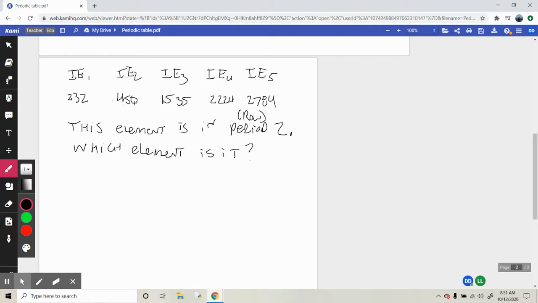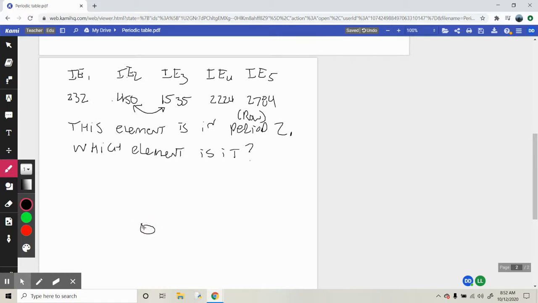From ionization energy 2, that's a pretty big increase, right? That's about 1100. That's a big increase. Here, not really that big of an increase, 700. Here, not really that big of an increase, 500. So the biggest increase we have is from ionization energy 2 to ionization energy 3. What does that mean? That means that we have 2 valence electrons. I'll explain here in a second.